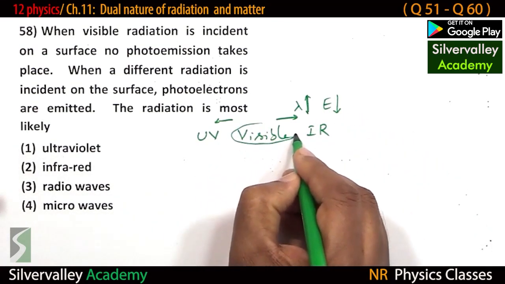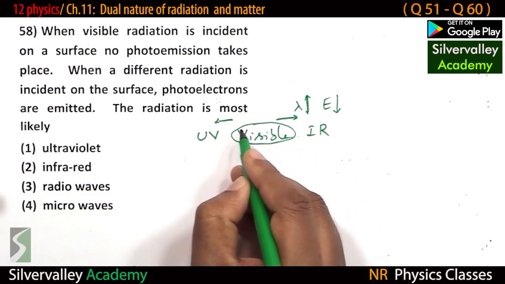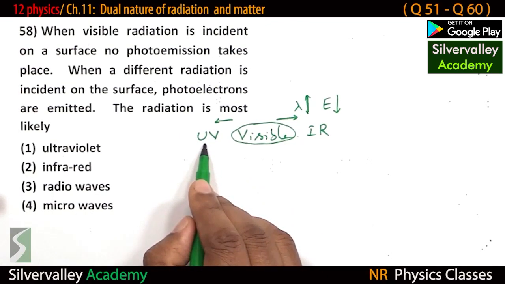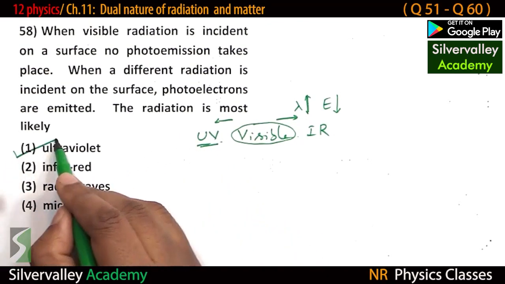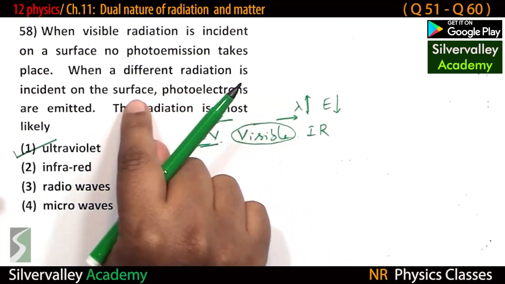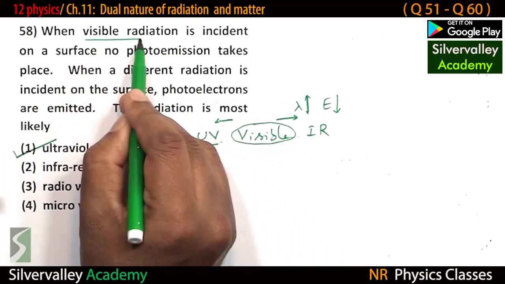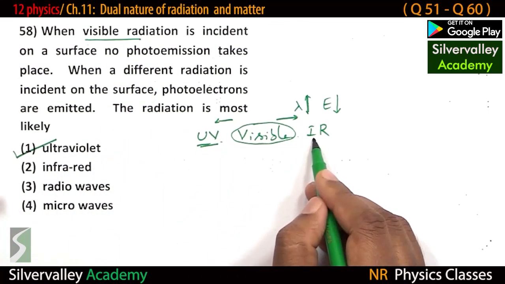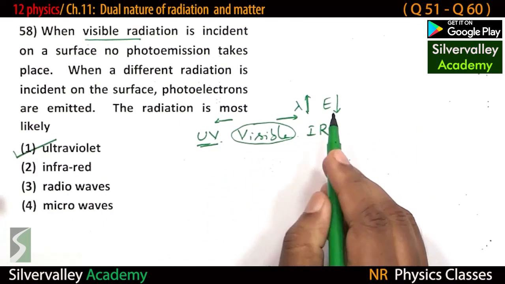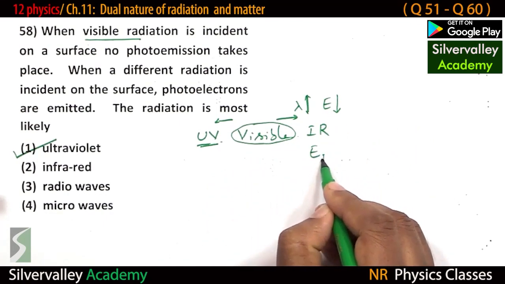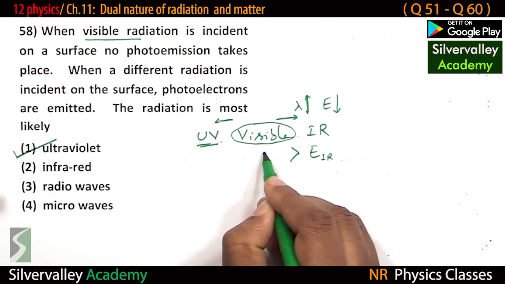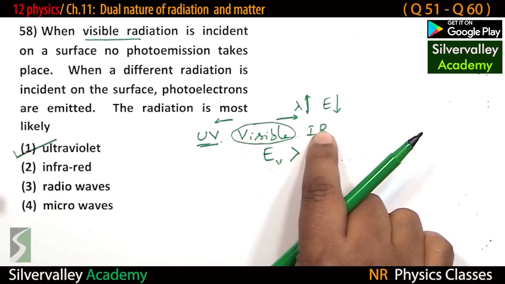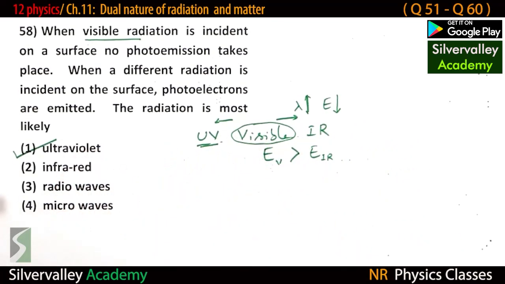If visible energy is not sufficient, certainly higher energy radiation should be used. Higher energy radiation means ultraviolet. So that is why if visible cannot remove electrons, then ultraviolet should be able to remove. IR is not the answer, because the energy of an IR photon is less than the energy of visible. So with much lower energy, it is not possible to remove electrons.